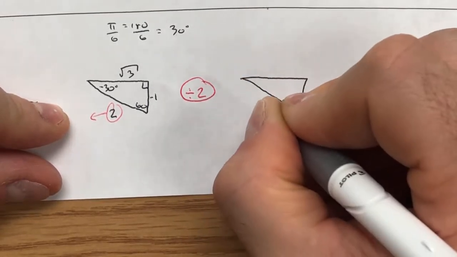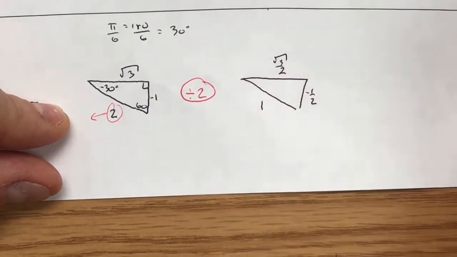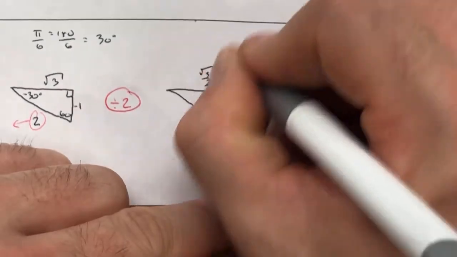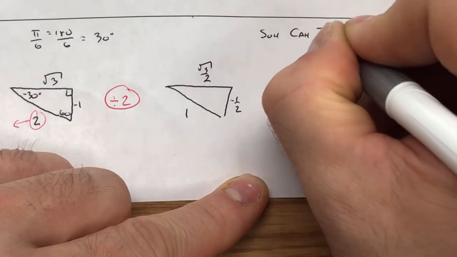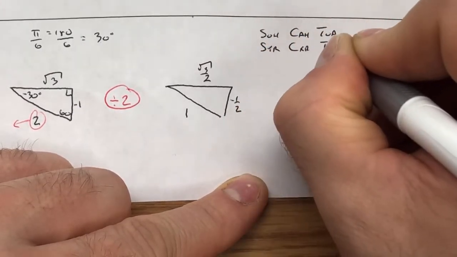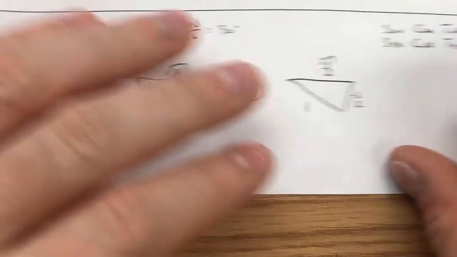Okay. So this is 1, negative 1/2, and root 3 over 2. Okay. So I'm going to use this triangle right here, and we know that it's either SOHCAHTOA or the unit circle, SIR-KEXER-TIX. Okay. I'm looking for the sine.